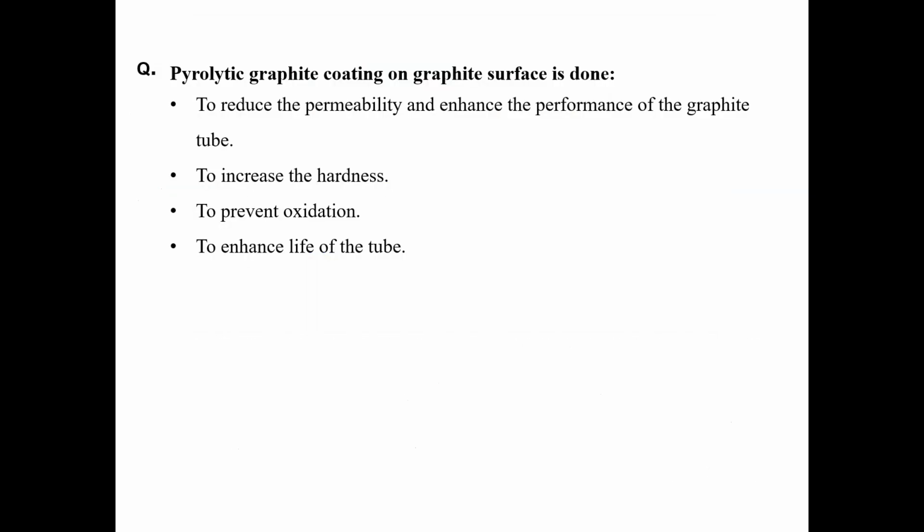So the next question is graphite AAS related. A pyrolytic graphite coating on the graphite surface is done. Why do we need a pyrolytic graphite coating on the graphite surface? First, to reduce the permeability and enhance the performance of the graphite tube. Second, to increase the hardness. Third, to prevent oxidation, and fourth, to enhance the life of the tube.